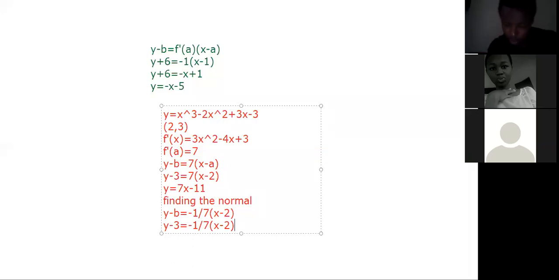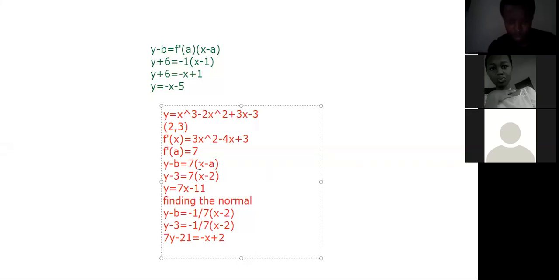So you can decide to multiply through. So you can get 7y minus 21 is equal to minus x plus 2. So now we can do the mathematics.